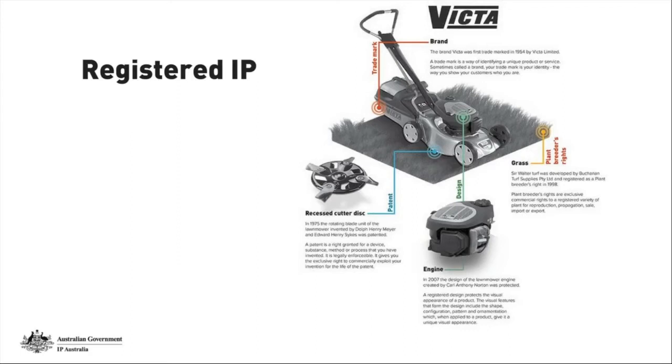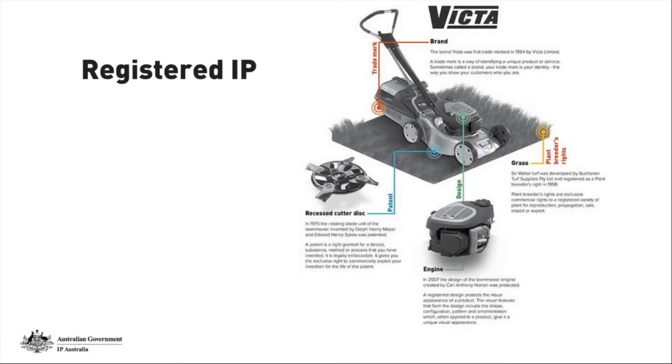A trademark is usually a way of identifying a unique product or service. Sometimes it is also called a brand. Your trademark is your identity, and it is the way you show your customers who you are. And with the Victor lawnmower, the brand Victor was first trademarked in 1958. A registered design protects the visual appearance of your product. For example, a shape, configuration, pattern, and ornamentation, which when applied to a product gives it a unique visual appearance. Again, in the case of the Victor lawnmower, the engine design created by Carl Anthony Norton was protected in 2007.